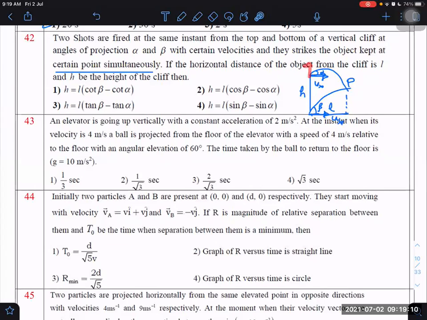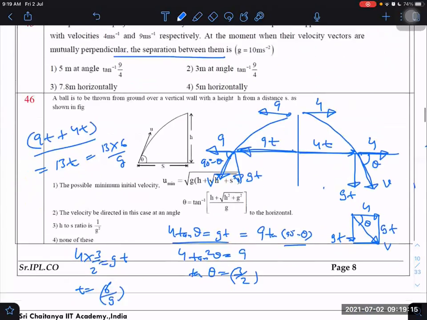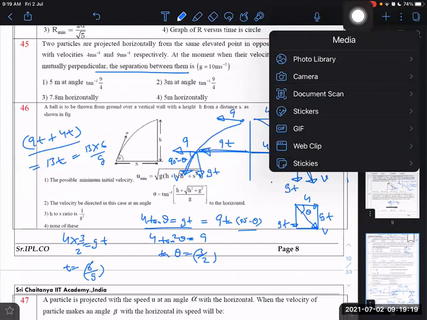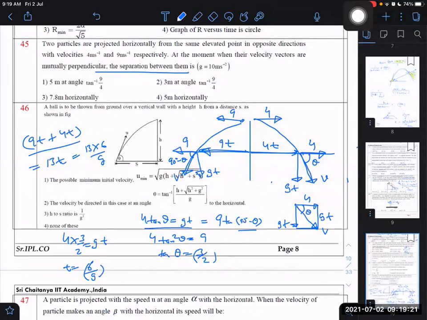But what can be different? Vertical velocity can be different. So if we equate these times, by taking along vertical and along horizontal, we will get the answer from that.